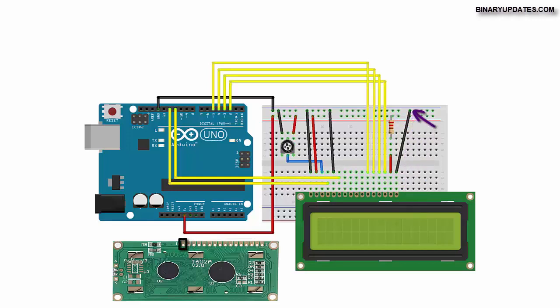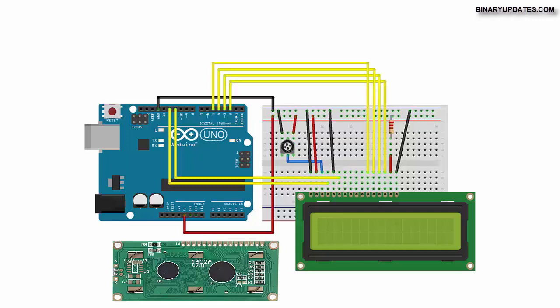Now pins number 15 and 16 will be used for the backlight, and this backlight will be very important when you want to see the data at night time, in the evening, or when it's a little bit dark. Then you can see a little bit of light, which is called the backlight, and there you can see the data precisely on your LCD screen.